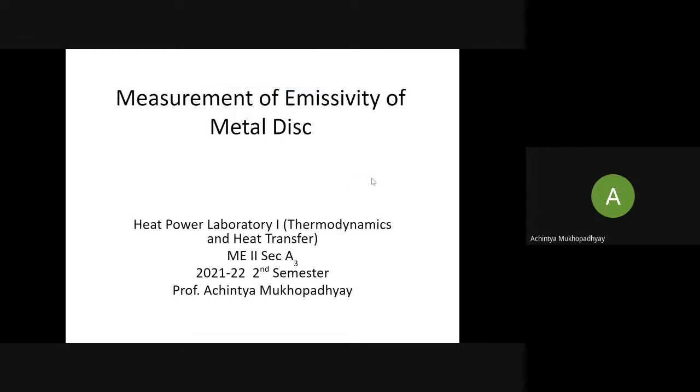So today's experiment is measurement of emissivity of a metal disc. So basically what we shall be doing here, we will be taking a metal disc which is wrapped with a shining piece of metal, which has relatively low emissivity, and we will try to find its emissivity. Okay. So please go to the next slide.